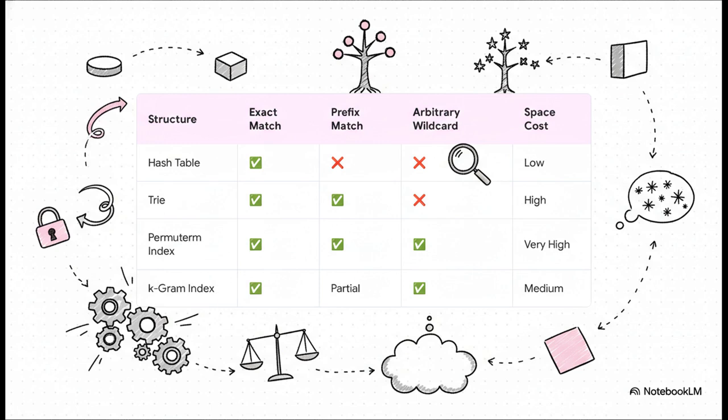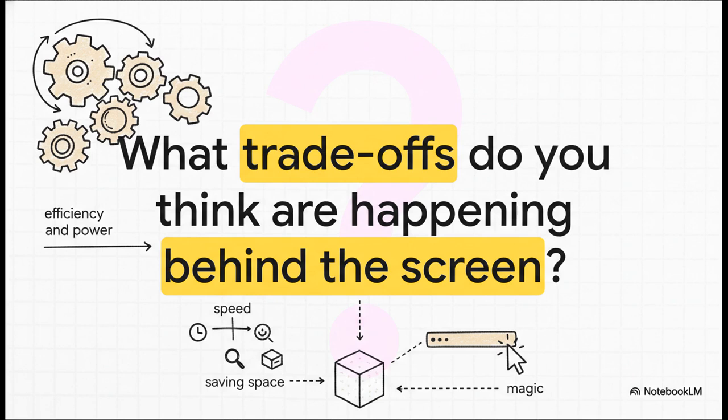And finally, the K-gram index kind of hits that practical sweet spot. It's pretty good at everything with a manageable memory footprint, which is why it's such a popular choice in a lot of real-world systems. It's this fascinating puzzle of efficiency versus power. Is the system you're using optimized for pure raw speed or for maximum query flexibility? Or maybe it's all about saving as much space as possible. Now you know the secrets happening behind that blinking cursor, and you can really appreciate the complex, clever engineering that makes a simple search feel just like magic.